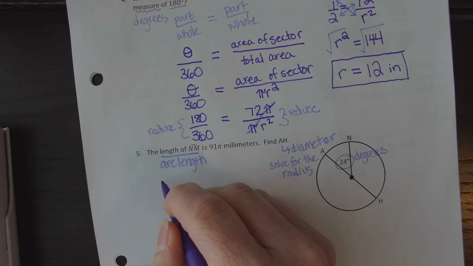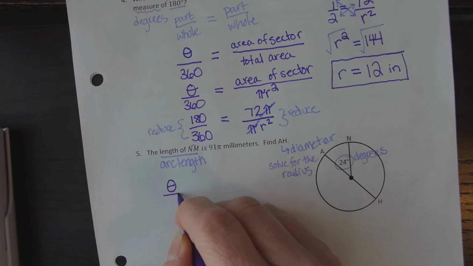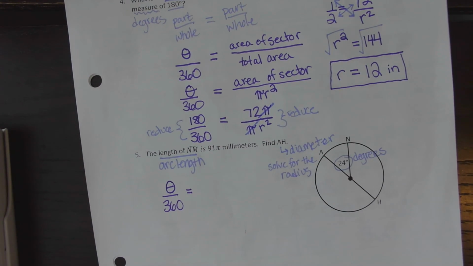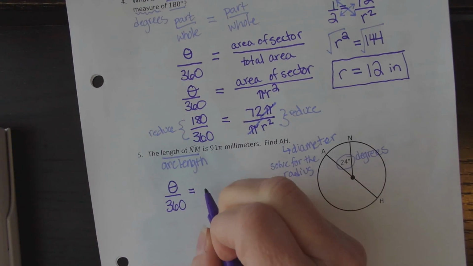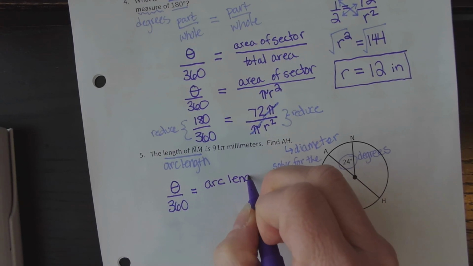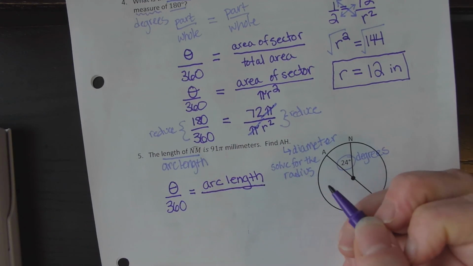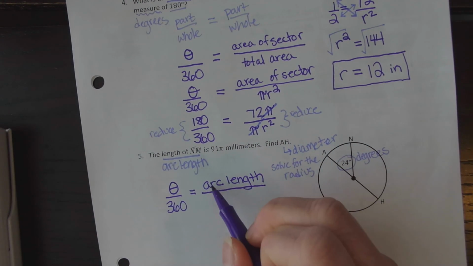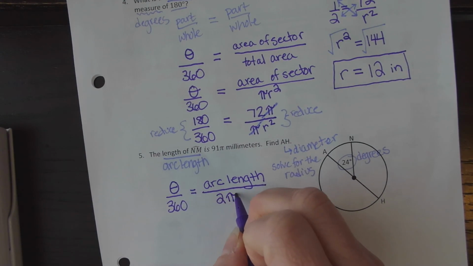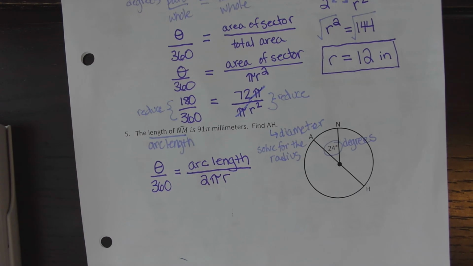So I'm going to do part over whole with degrees, theta over 360. That's part over whole for degrees. And then I'm going to do part over whole for arc length. So it's going to be arc length on top because that's the part. And then how do I know how far around the entire circle is? Well, that's circumference. Circumference and arc length are paired together, and circumference is 2 pi r. Now I'm going to plug in what I know.